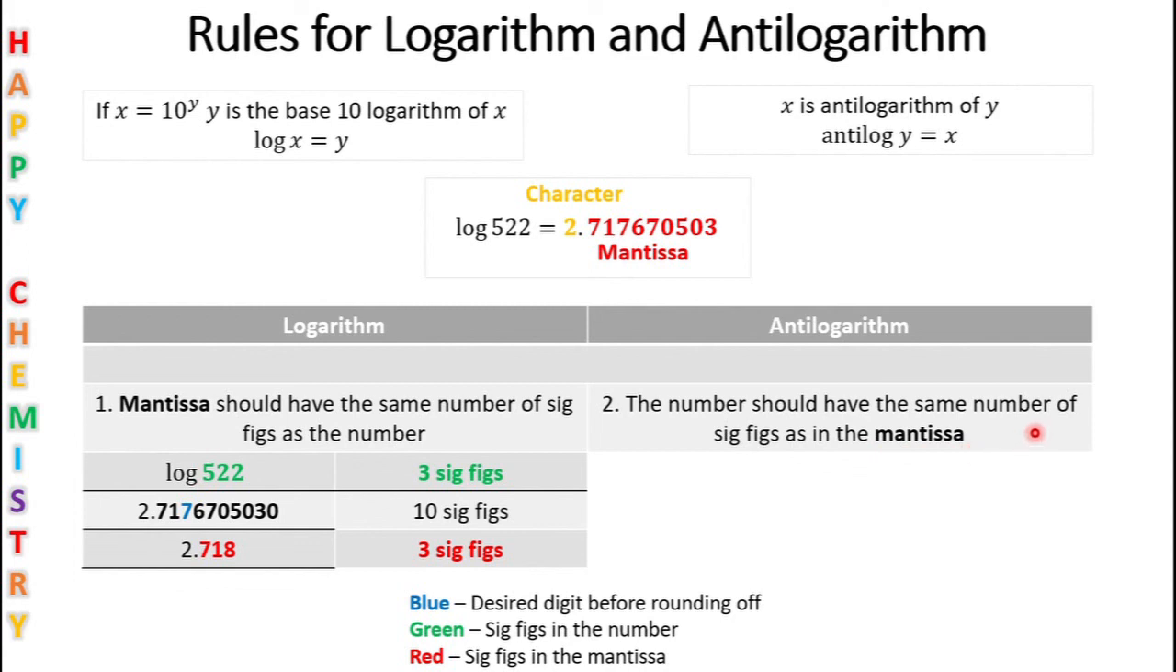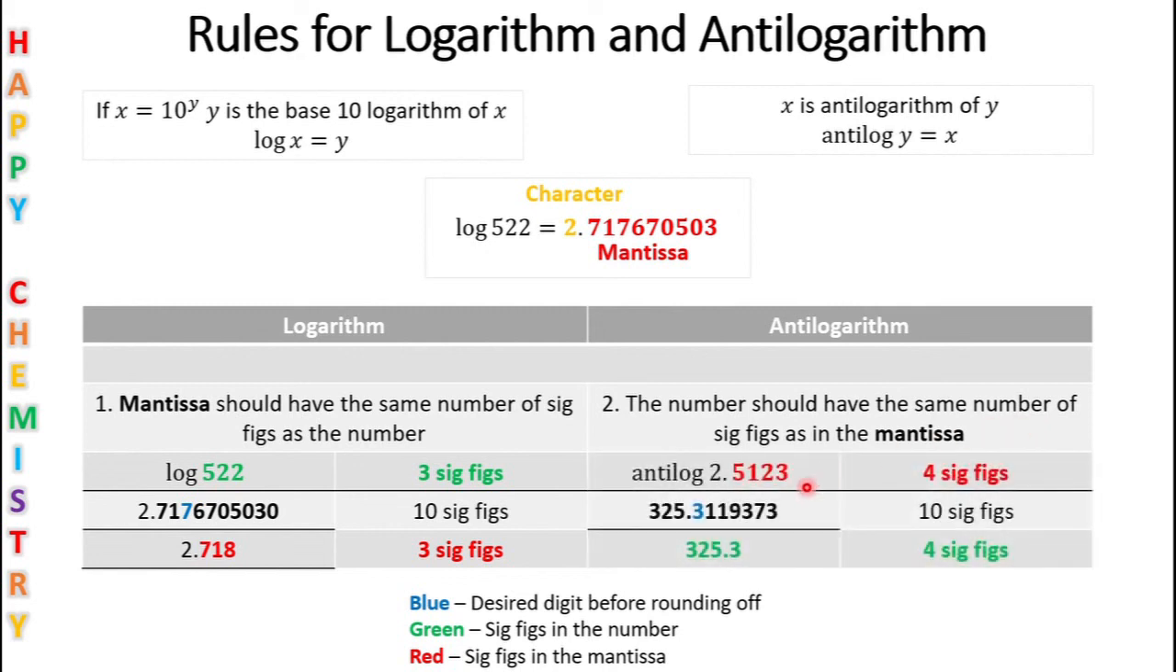Let's look at an example for antilogarithm. Let's take antilogarithm of 2.5123. Antilog of 2.5123 is 325.3119373 and beyond.